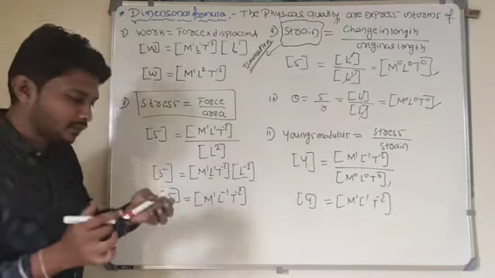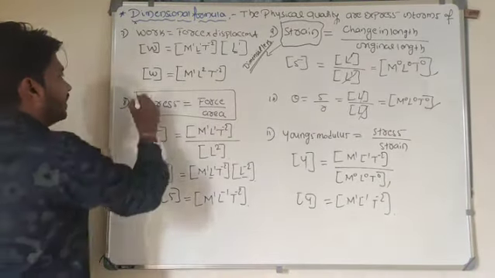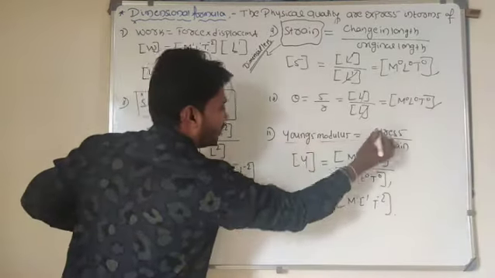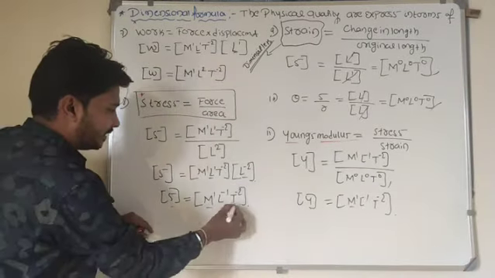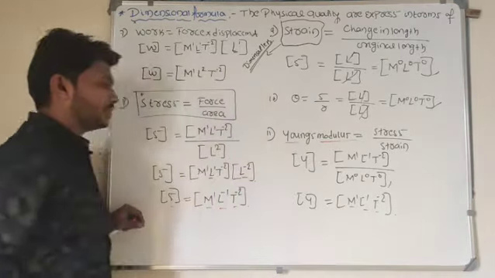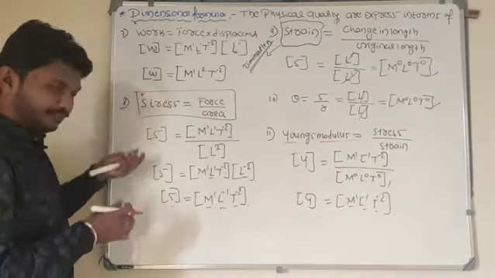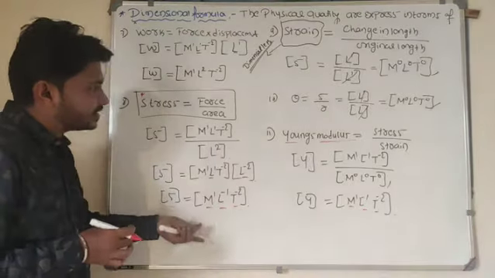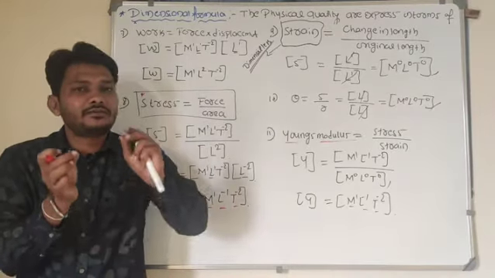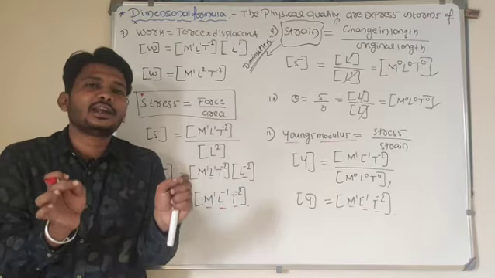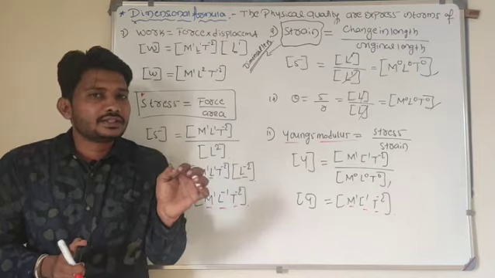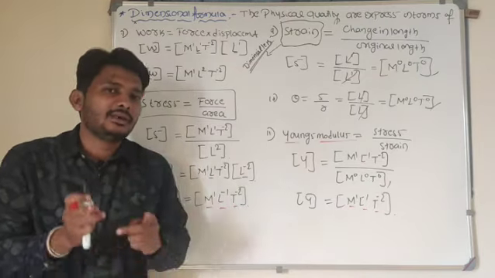So let me introduce one more thing here. While writing the dimensional formula for Young's modulus, the M to the power of 1 term is there, L to the power of minus 1 is there, and T to the power of minus 2 is there. So look here: the dimensional formula for stress and the dimensional formula for Young's modulus are the same. So in physics some physical quantities have the same dimensional formula. Understand one more thing here.